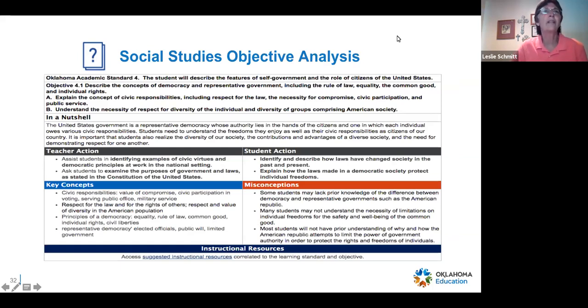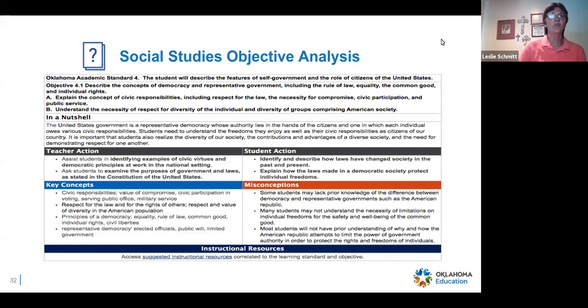Looking further, this is a breakdown of the previous page, objective 4.1. It gives you the standard, and then it breaks down the objective in detail. Again, you see the same pieces you had in the science frameworks: in a nutshell, the general understanding a student will have once they complete or have mastered this objective and this standard. Similar in process, you'll see the teacher action, what the teacher should do, the student action, the key concepts, and the misconceptions. Those are all similar to the ELA frameworks as well.